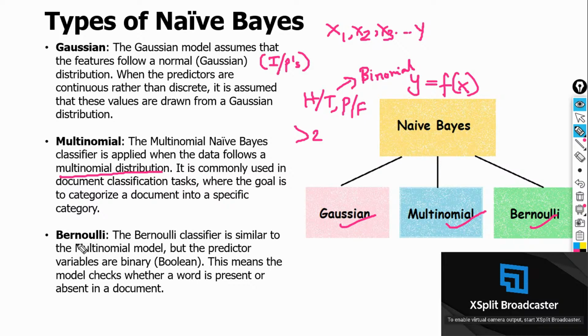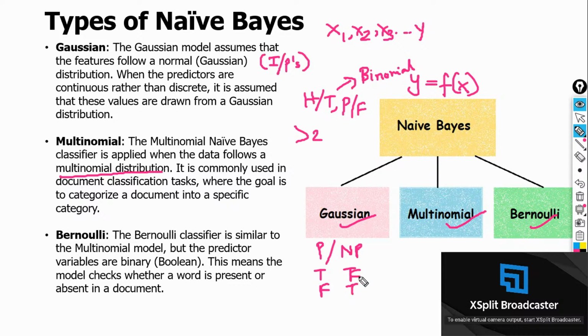Then Bernoulli is similar to multinomial, but it assumes that the values are binary, Boolean. For example, present or not present. If it is present, it is true. If it is not present, it will be false.